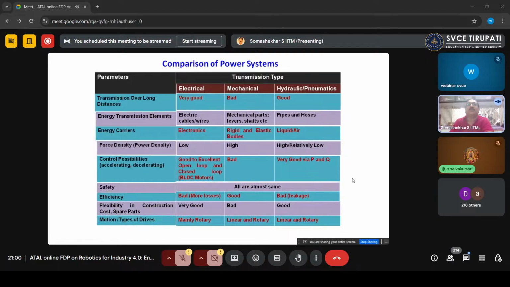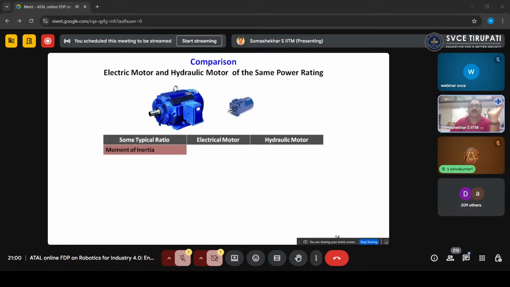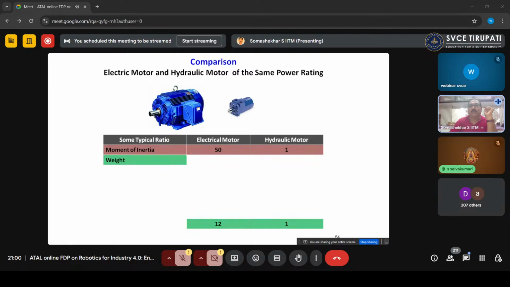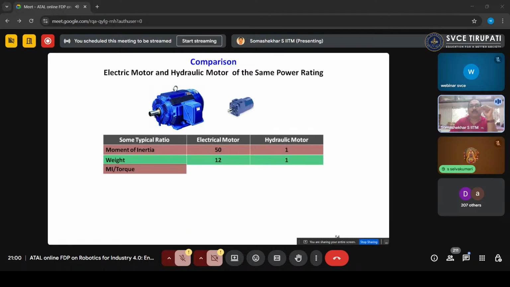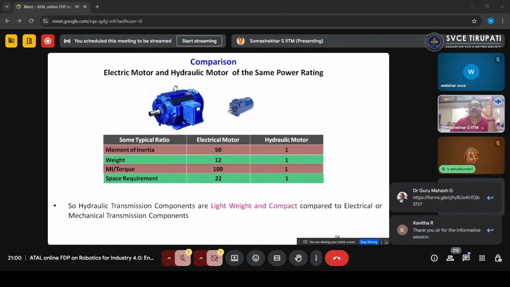Please note, friends, using the electrical, mechanical, and hydraulic actuators, you will achieve the following: electrical is generally rotary, mechanical you will use linear, and rotary actuation is possible. Hydraulic, linear and rotary actuation is possible. Comparison wise, you will see the electric motor and hydraulic motor, some of the parameters: the moment of inertia is 50:1. Okay, weight you will see 12:1, and the moment of inertia to torque you will see 100:1. Space requirement 20:1. Meaning hydraulic and pneumatic motors or cylinders are more powerful based on your application.